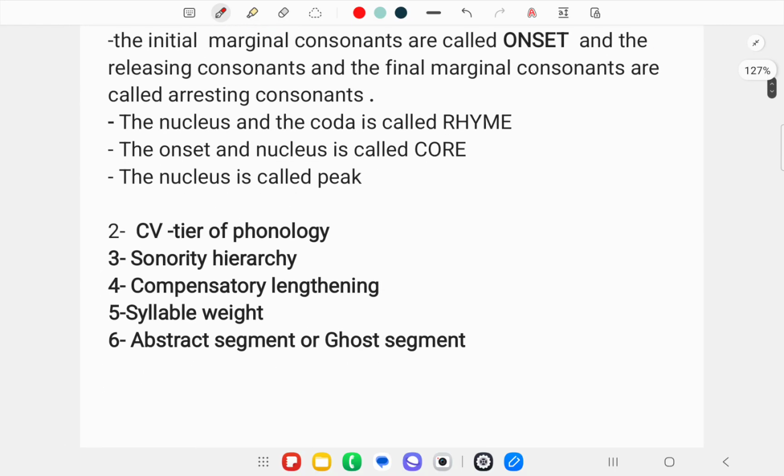So here are some points that you can just read and understand easily. I have already talked about this one.